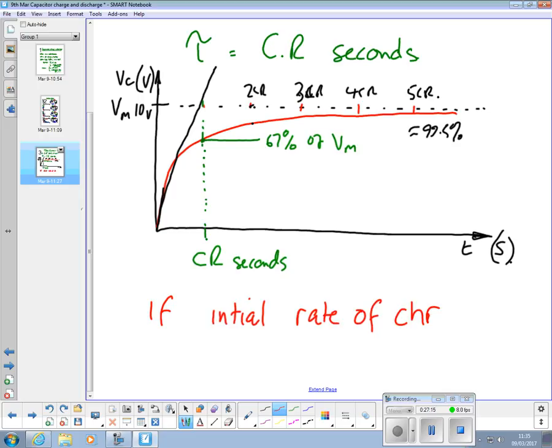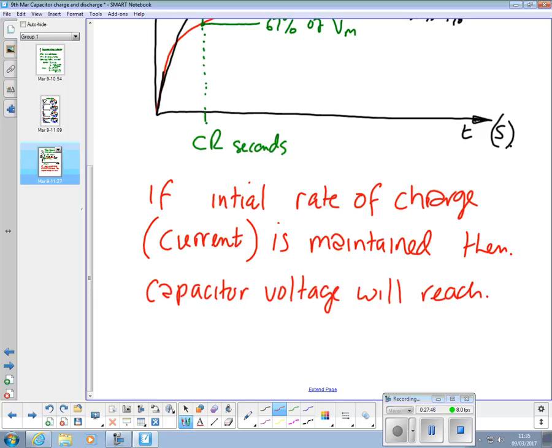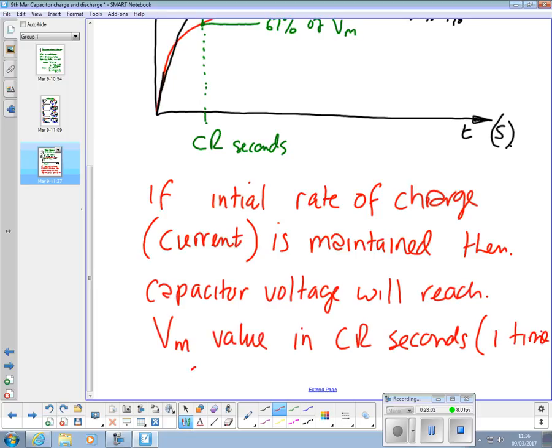If initial rate of charge (in brackets, current) is maintained, then capacitor voltage will reach VM value in CR seconds, 1 time constant. Everyone happy?